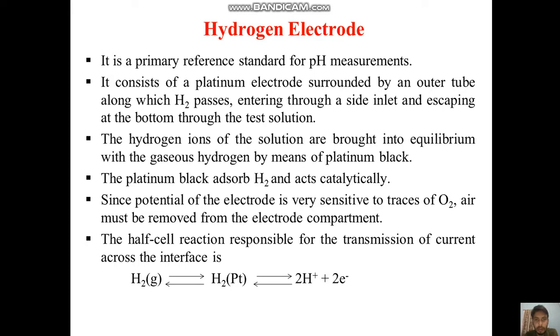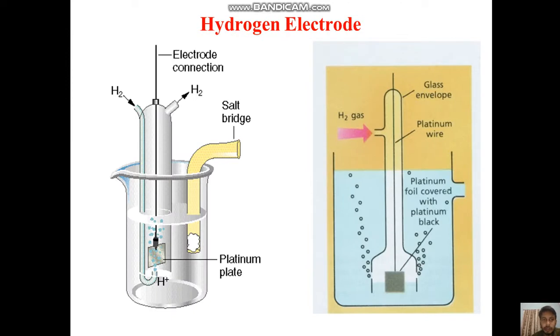The hydrogen ions of the solution are brought into equilibrium with the gaseous hydrogen by means of platinum black, and the platinum black absorbs H2 and acts catalytically. Since the potential of the electrode is very sensitive to traces of oxygen, air must be removed from this electrode compartment. This is the half cell reaction responsible for the transmission of current across the interface.